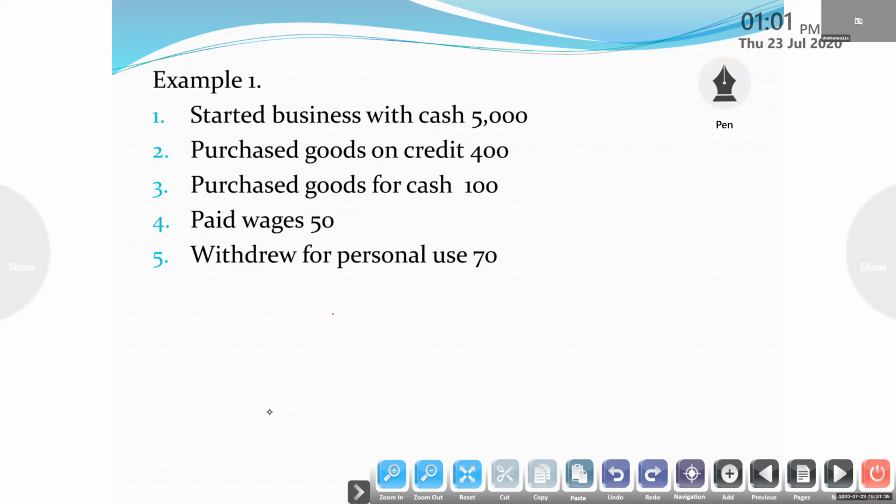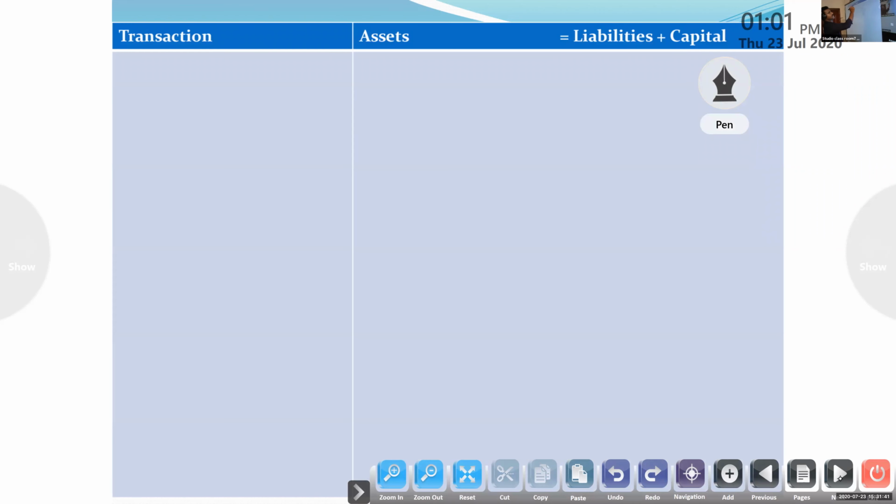So we will do the problem. So the column, you know, transaction, assets is equal to liabilities plus capital. Heading will be accounting equation. First question: started business with cash.